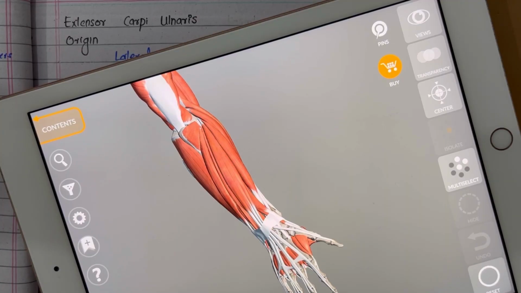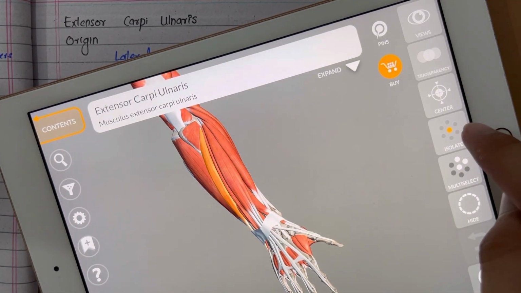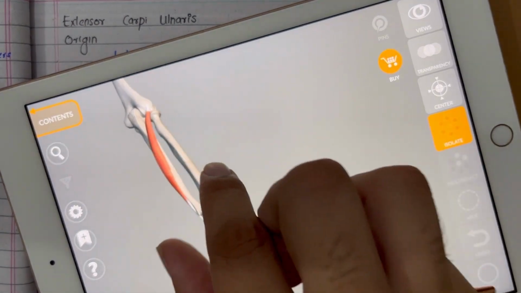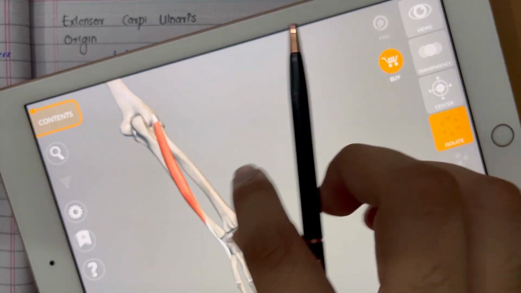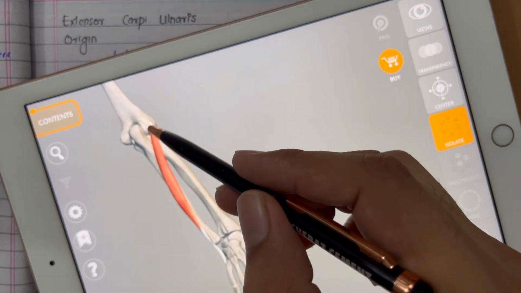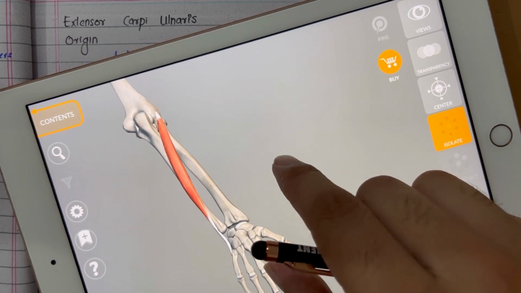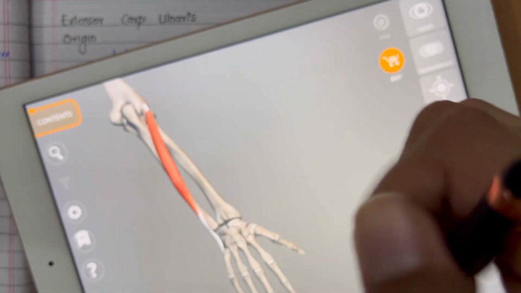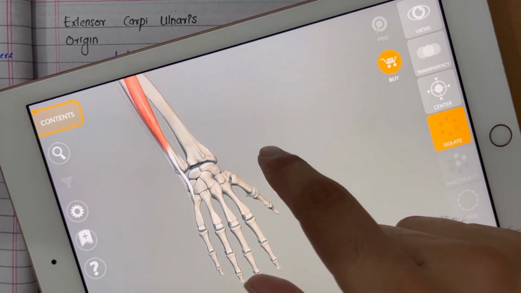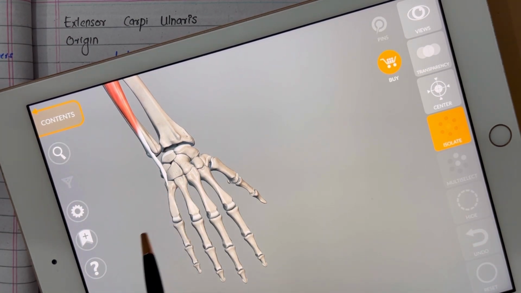Now student, the extensor carpi ulnaris muscle. Student, the extensor carpi ulnaris muscle originates from the lateral epicondyle of the humerus bone. This is the lateral epicondyle of the humerus bone, and this muscle, student, runs inferiorly along the side of the ulnar bone, and this muscle inserts into the base of the fifth metacarpal bone.